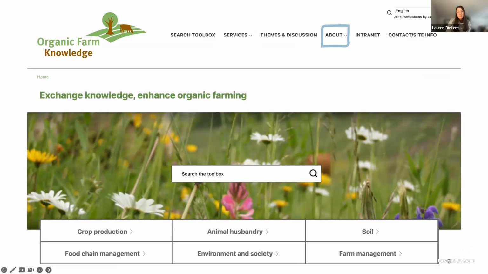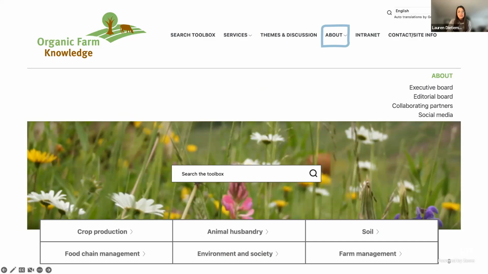To learn more about the platform, its history, governance, click into the About and find more. The platform is governed and managed with the executive and editorial board, and all information about our previous and current collaborating partners can also be found here.